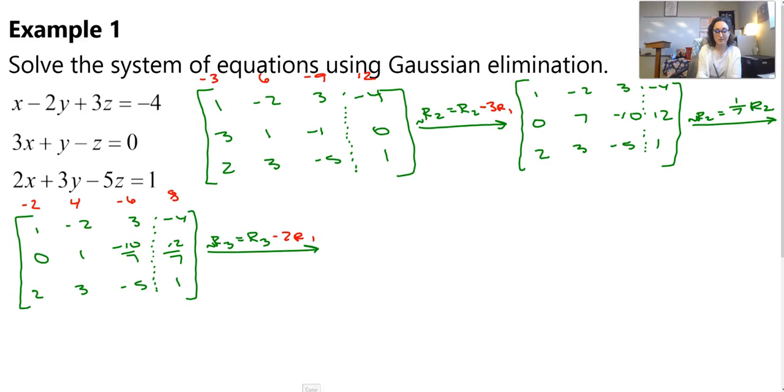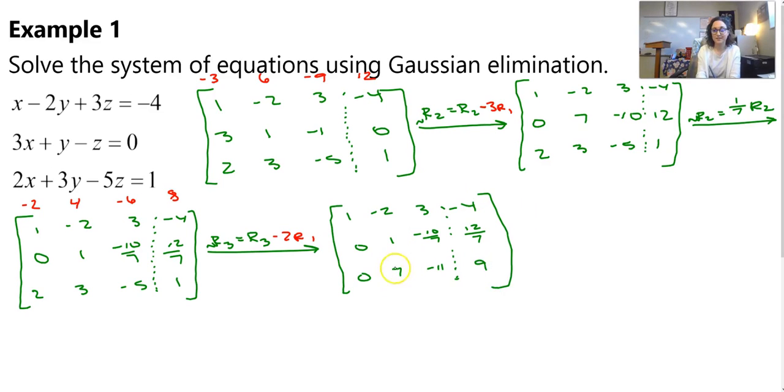All right, so for this next iteration, we're keeping row 1: 1, -2, 3, -4. We are keeping row 2: 0, 1, -10/7, +12/7. Now, my new row 3. I'm taking my old row 3 plus the red. Okay, so -2 plus 2 is 0. We like that. 4 plus 3 is 7. -6 plus -5 is -11. And 8 plus 1 is 9.